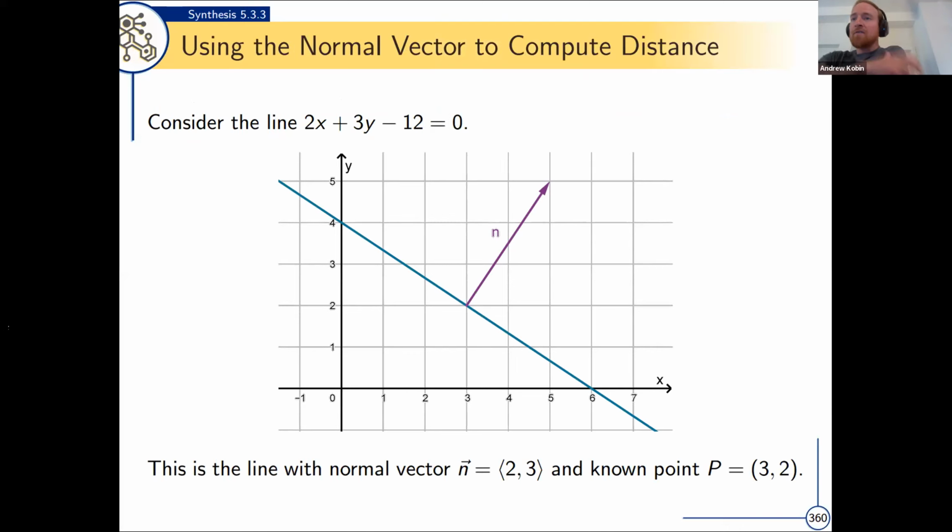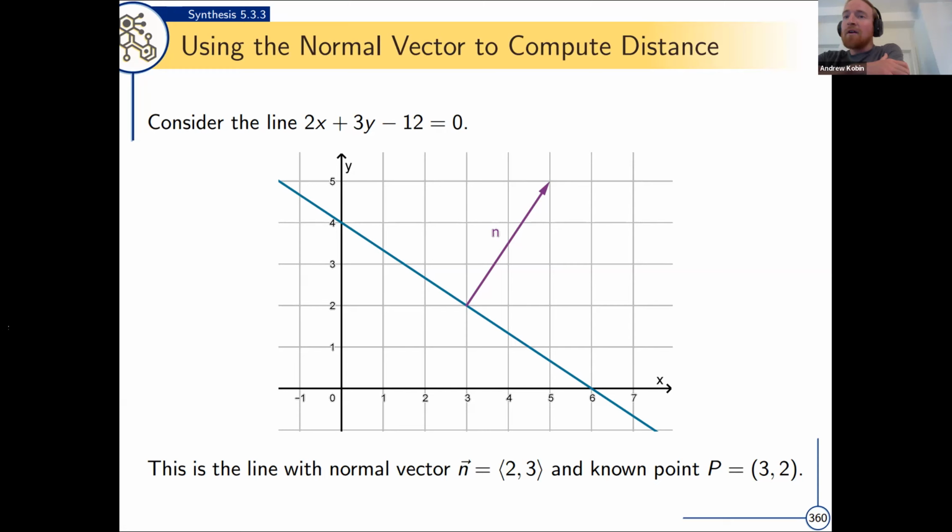Let's go back to 2 dimensions and think about how we can use normal vectors and ultimately the normal equation to find distances in 2 dimensions. We're going to do this in 3 dimensions ultimately, but I want to pare things back to 1 dimension down so we can understand things better. So let's look at our picture of the same line from before: 2x plus 3y minus 12 equals 0. This is a normal equation for a line in 2 dimensions. The normal vector here again is 2, 3, and a known point on the line apparently is 3, 2. You can double check this by plugging it in, or you can believe that the picture is accurate.